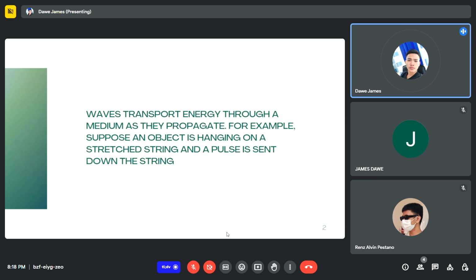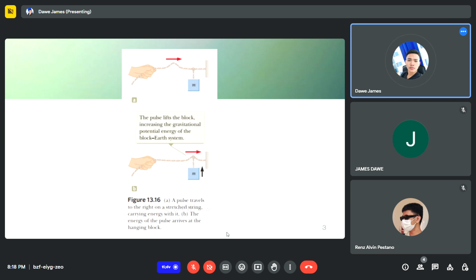So waves transport energy through a medium as they propagate. For example, suppose an object is hanging on a string and a pulse is sent down the string. Next slide. The pulse lifts the block, increasing the gravitational potential energy of the block-Earth system. So a pulse travels to the right on a stretched string, carrying energy with it. The energy of the pulse arrives at the hanging block.